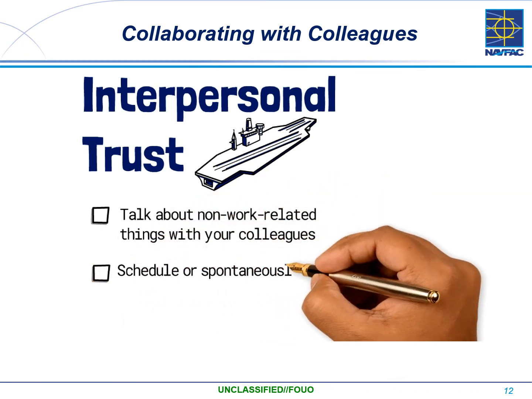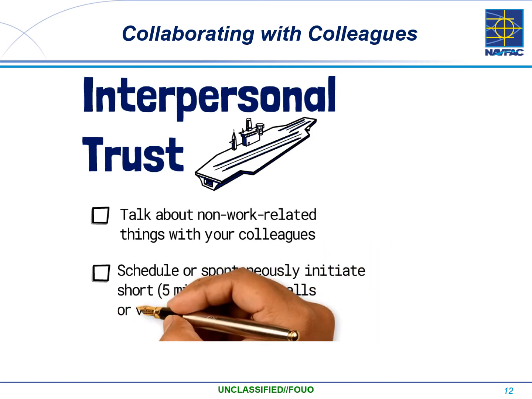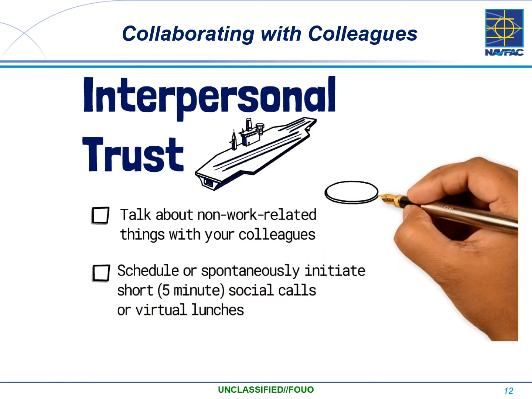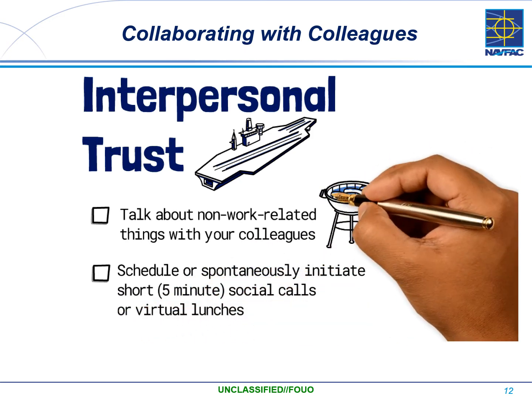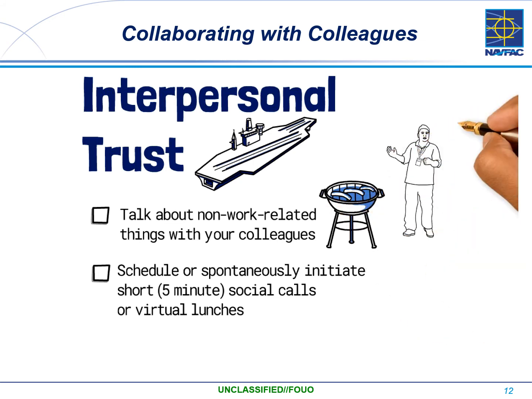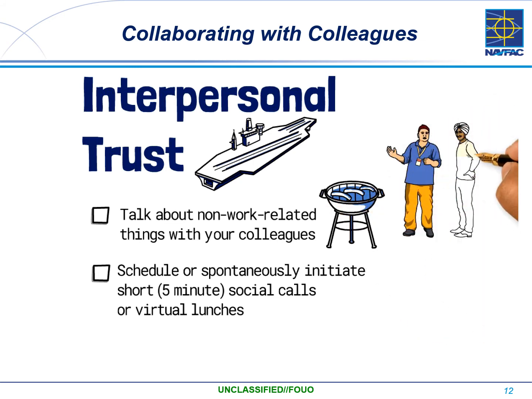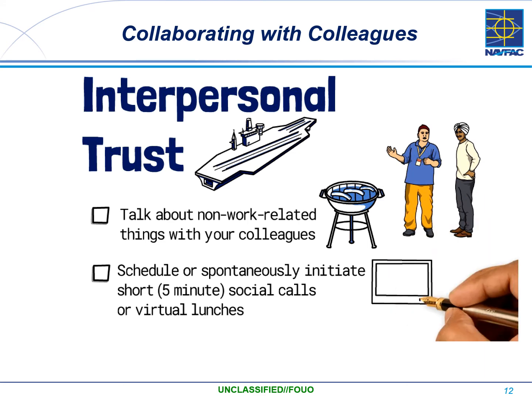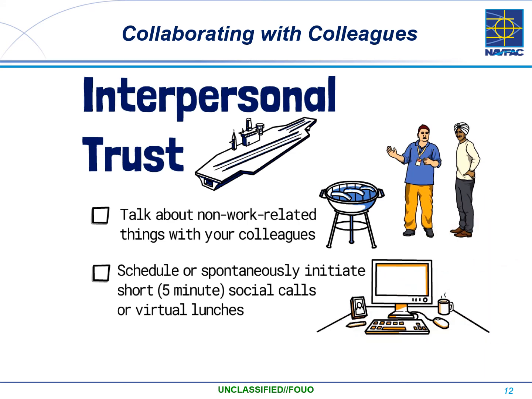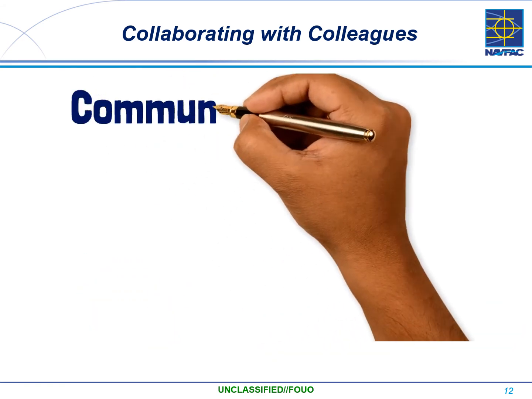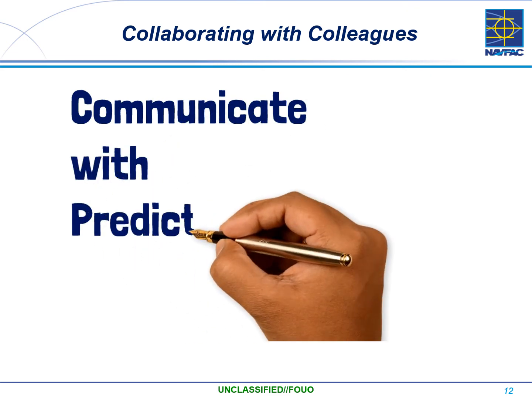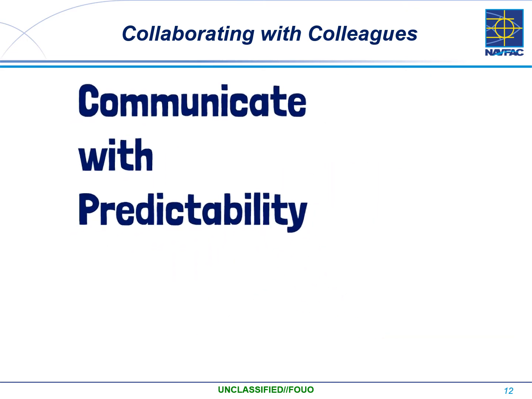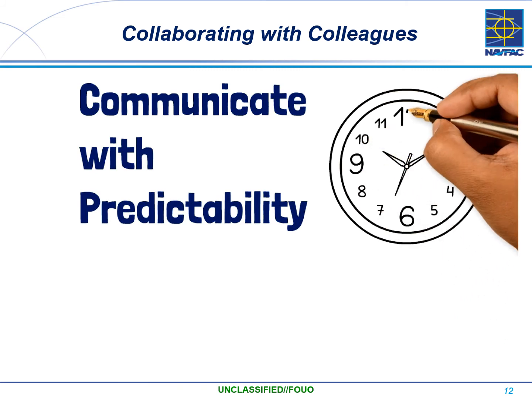Schedule or spontaneously initiate short 5-minute social calls or virtual lunches to touch base about topics apart from work. Organize virtual trivia, happy hour, or other social activities to have fun with your colleagues and build better working relationships. Remember, the key to this trust is effective communication. Communicating with predictability is the phrase that leads to ability or task-based trust.